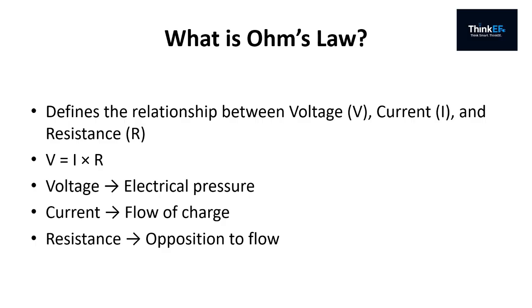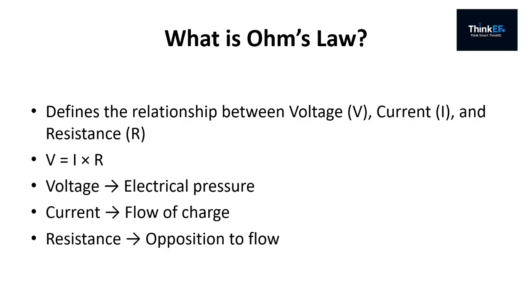Ohm's law explains the relationship between three key electrical quantities. Those are voltage, current, and resistance. It simply states that the current flow through a conductor is directly proportional to the voltage across it, as long as the temperature remains constant.